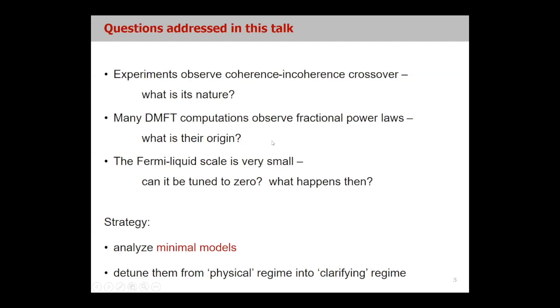And to do that, it will turn out to be useful to modify the model description in such a way that you can tune the Fermi-liquid scale to be very small. So similar in spirit to what was said at the end of the previous talk, I will raise the question, can we actually tune this Fermi-liquid scale to 0 and what happens then? Okay, and my strategy will be not to try to do ab initio calculations, but to the contrary, to use minimal models that one believes still contain essential ingredients of the physics that matters here, and then detune them from the regime which comes out if you do DMFT, for example, where the energy scales are not very well separated, into a regime which you might call unphysical, but which helps you to clarify what's going on.